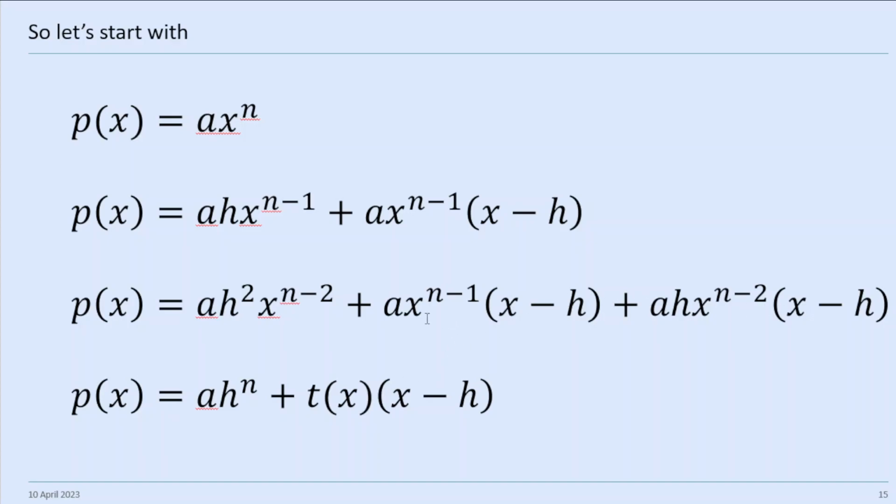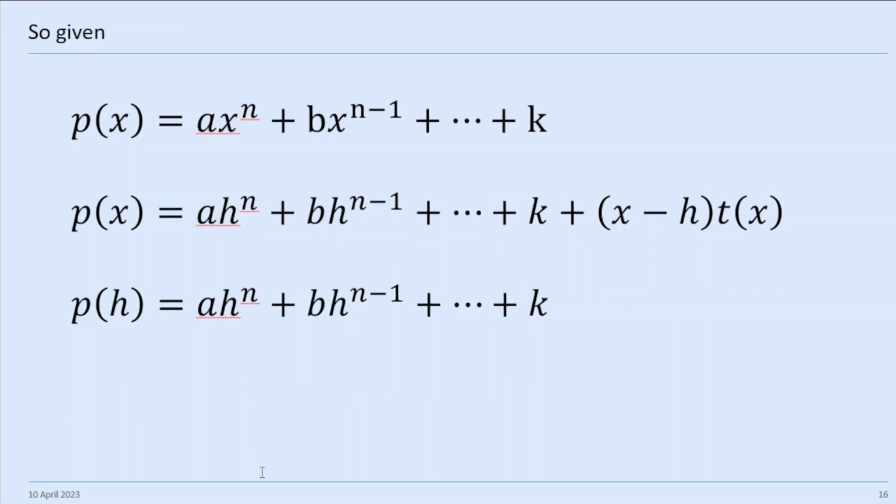And the point about that is, if we keep going with this process that we're looking at, we can change ax to the n to a h to the n plus some great big polynomial t of x times x minus h. Because all we do is, again, add on the next thing, which is a h squared x to the n minus 3 times x minus h, and so on. And this front term, each time we do this, will swap an x for an h. So it will slowly move over to a h to the n.